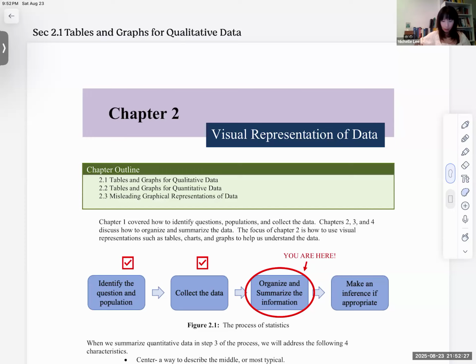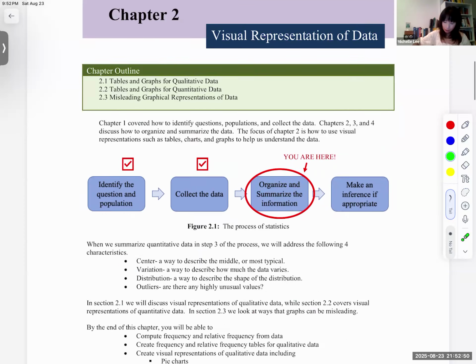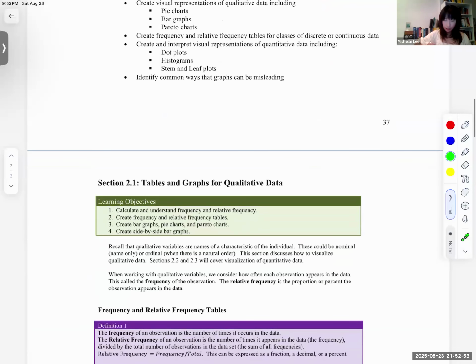The statistics process, right? Identify the questions in the population, collect the data, and organize and summarize the information, right? So we will learn how to organize and summarize the information. Information means the data, yeah? Okay, so 2.1, it's a table. So we organize by tables, graphs, or numerical summaries, right?